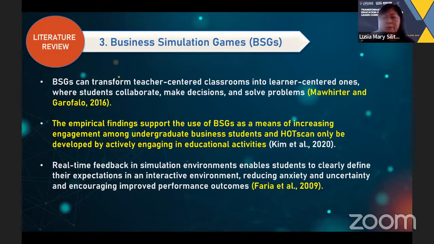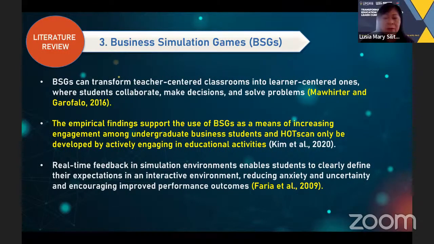And actually, BSG has been used for over 60 years and continues to be developed to satisfy current and future needs. And BSGs are effective tools for developing skills, because we are talking about business simulation games, skills such as decision making, problem solving, and critical thinking. Why decision making? Because in a game, you have to make decisions as soon as possible. If not, the time is up. Mostly games give you time.